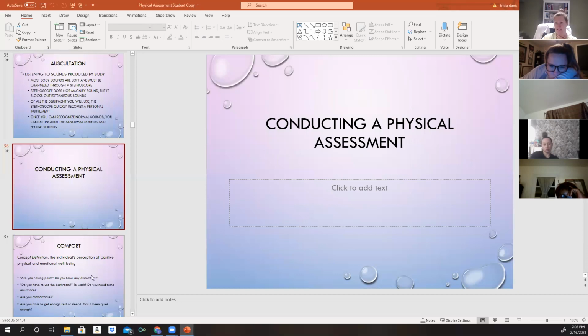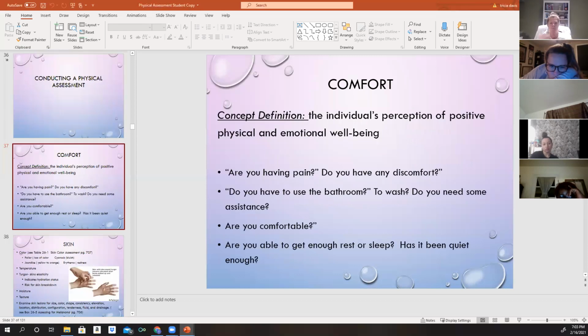So, conducting a physical assessment. The individual's perception of a positive physical and emotional well-being is what we call comfort. You're going to start by asking your patient, are you having any pain today? Do you have any discomfort? Do you have to use the bathroom? Do you need help getting cleaned up, or do you want to get cleaned up? Do you need me to just set things up for you, or do you need me to help you? What is your level of assistance?